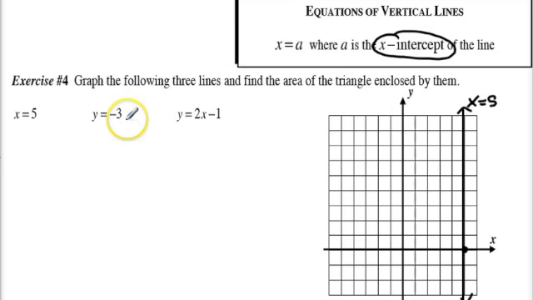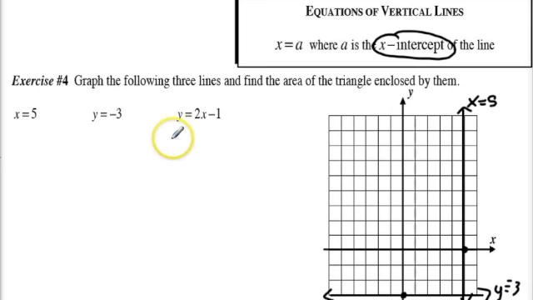Okay, y equals -3. Okay, we're back to the y-axis. Y equals -3. Down 3 on the y-axis. And we are going to make a horizontal line because it has to go through the y-axis. Okay, arrows, arrows, y equals -3.